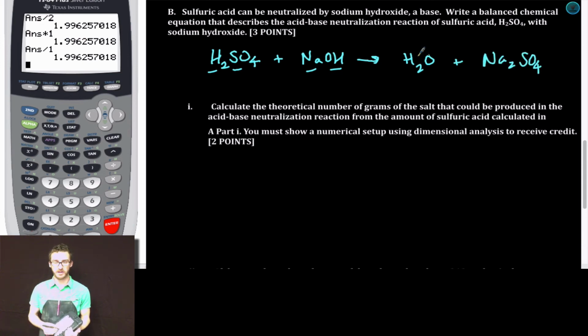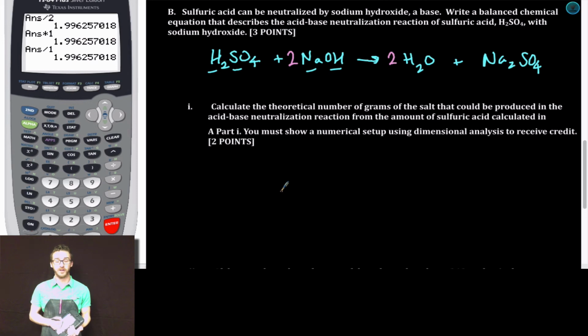Don't forget your nomenclature. Now that we've got our formulas correct, let's balance this. I need a coefficient of 2 here to balance out my sodium, and then a coefficient of 2 here to balance out my hydrogen and my oxygen. Done. Subpart I.